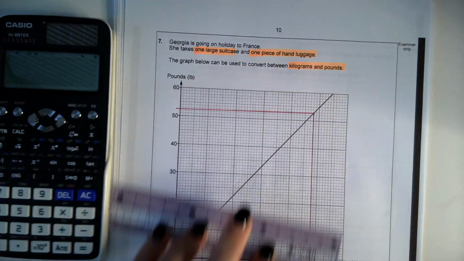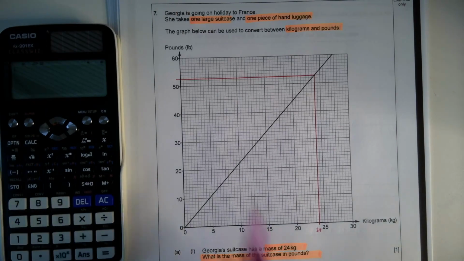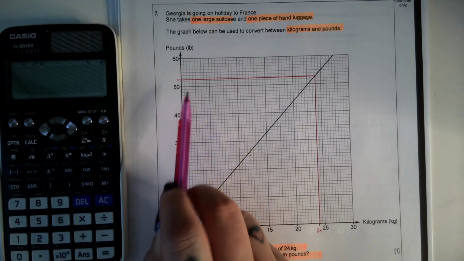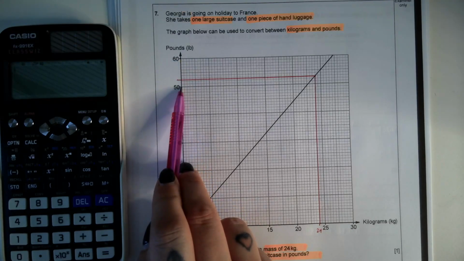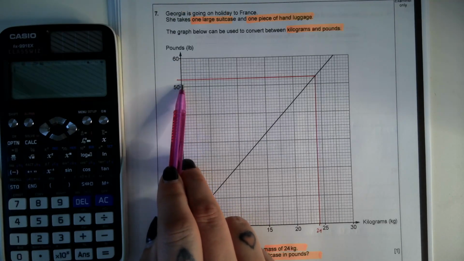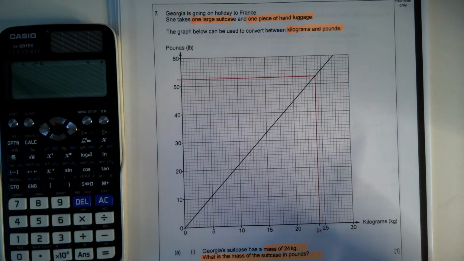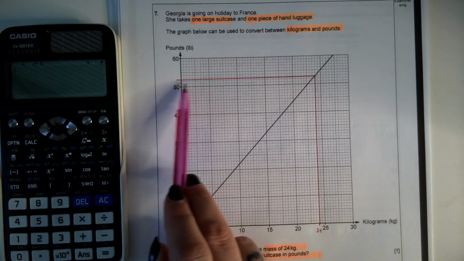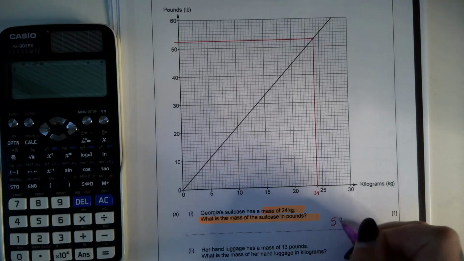I've done this in pen so you can see it. I would recommend you do it in pencil just in case you make a mistake. So then we're going to read this scale here. From 50 to 60 is 10. There are 10 little squares, so each square must be worth 1. So that's 51, 52. Then we're halfway between 52 and 53. But my line's gone down slightly, so I'm going to go 53. So it's 53 pounds.